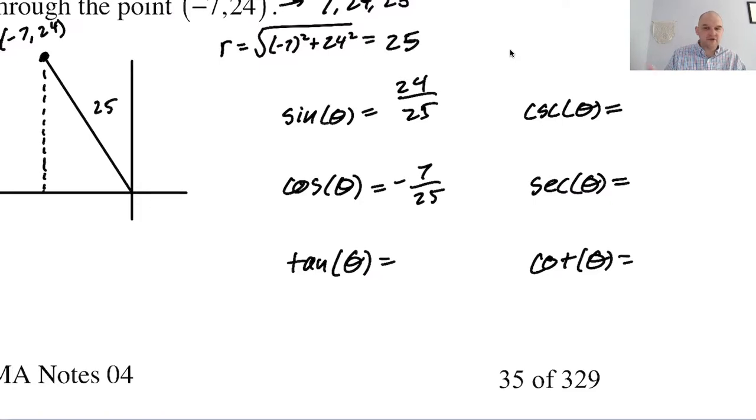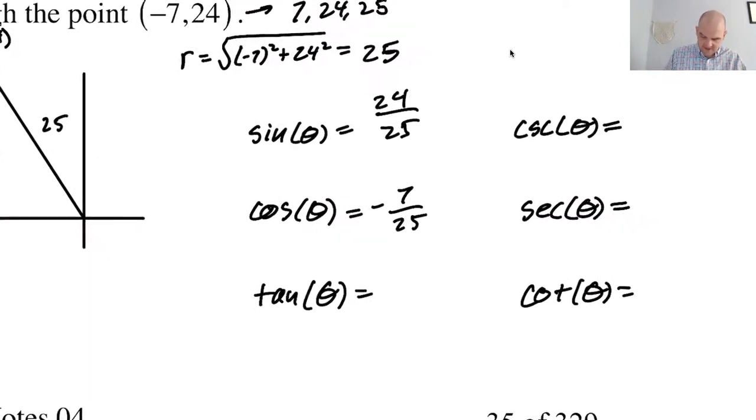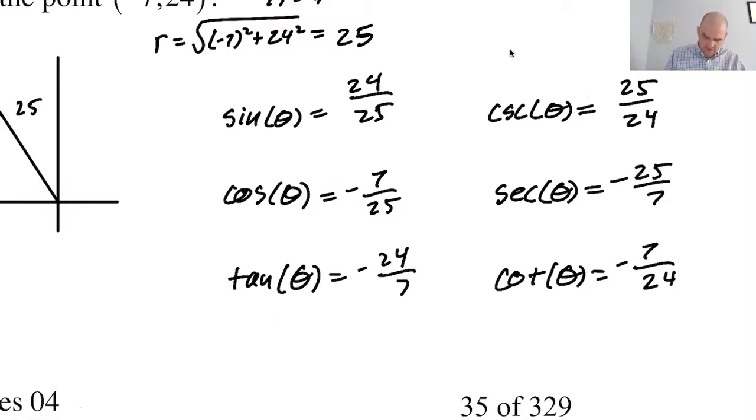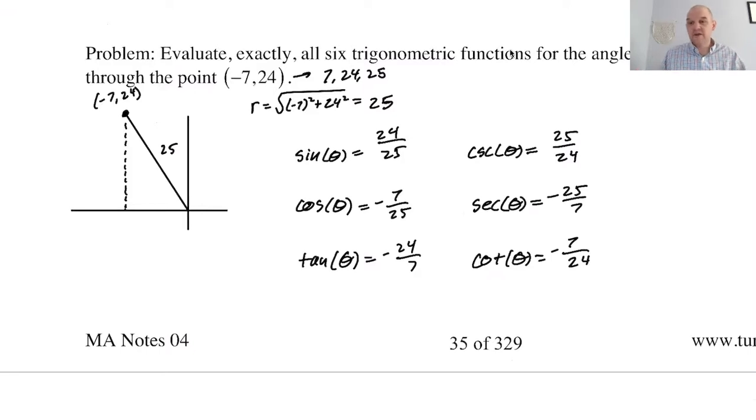Tangent's just sine over cosine or y over x. That doesn't change based on this definition. So we're just going to get -24 over 7, and then we take reciprocals. So you don't think about these definitions really, you just go with your reciprocals. So that's totally fine, and we're done.